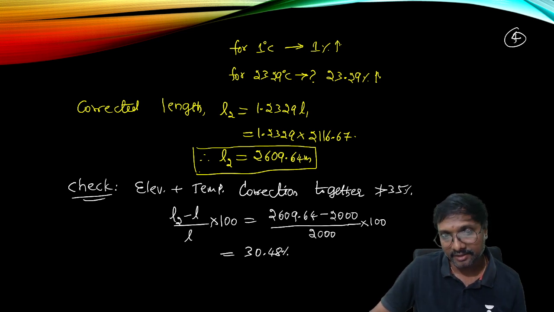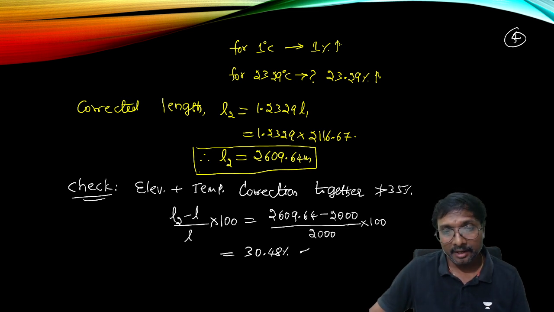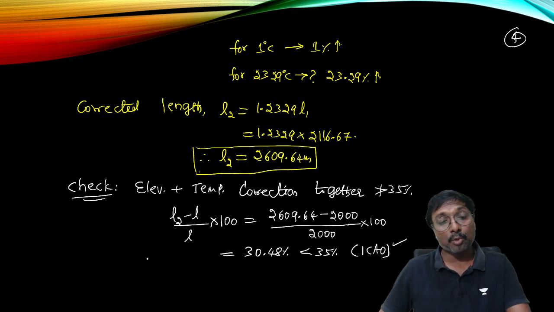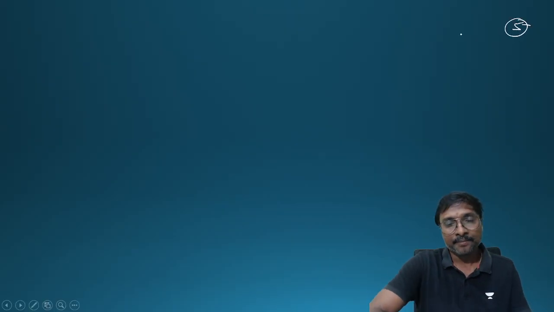30.48 percent is the total correction applied, and it is lesser than 35%. So as per these ICAO specifications, it is satisfied, right? Do we require any modification for this, or no need to modify? No need of any modification for this, if you just observe. Then what is the next correction we have to apply?